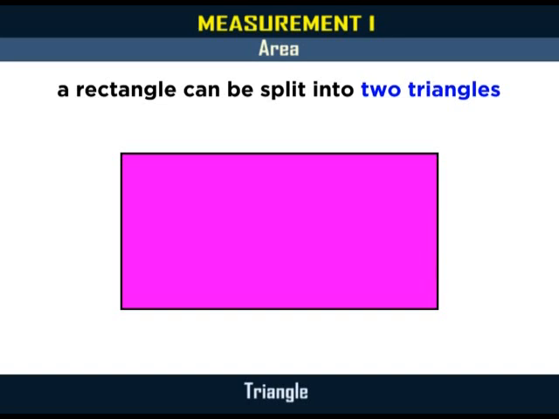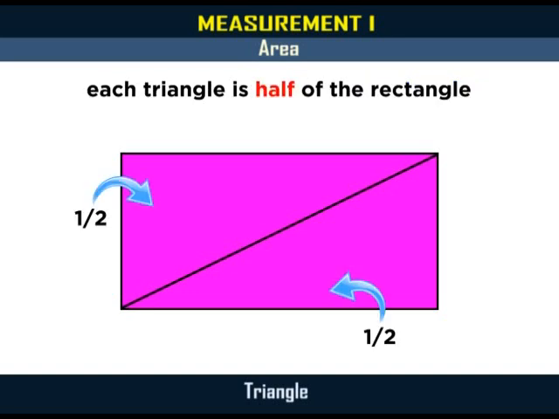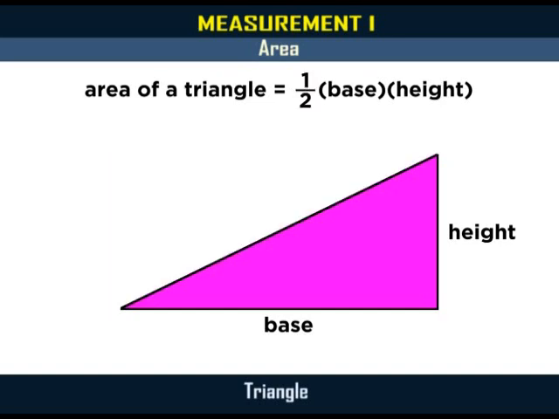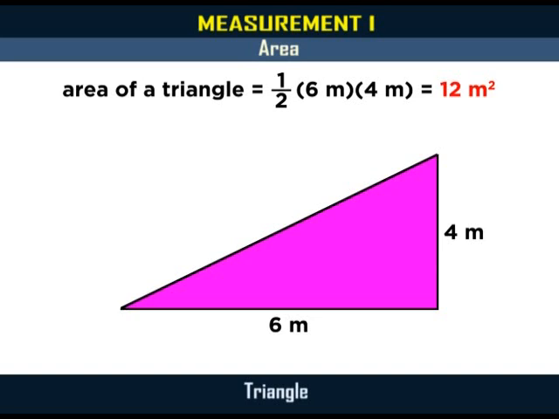Back to the rectangle, if we split it into 2 equal halves, we shall have 2 triangles. Each triangle has half the area of the original rectangle. That's how we get area of a triangle. Area of the rectangle, base times height, and then we cut it into half, so half base times height. So for this triangle, we have an area of 12 square meters.